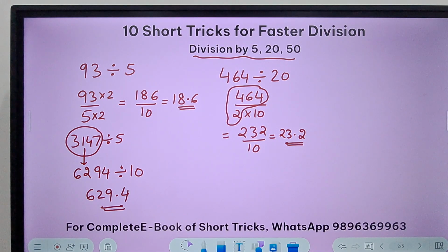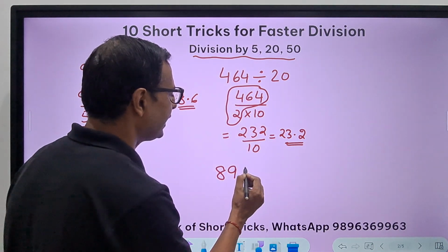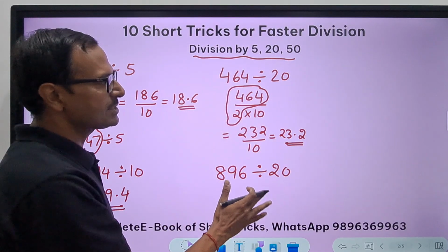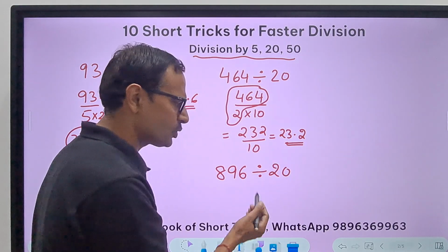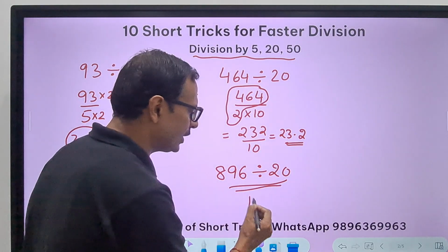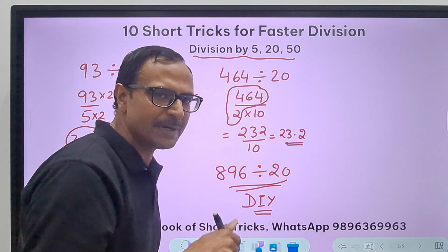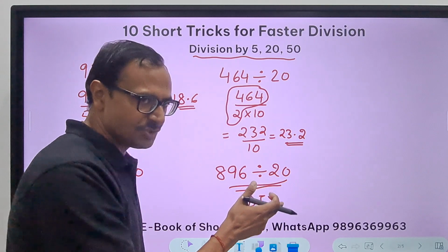Likewise, if you have big numbers, suppose I'll take a little bit of a big number like 896 divided by 20. Now you know what to do, right? You have to just take the half of the number, half of this, and divide it by 10. So should I leave it as a DIY? I think you can do that. So this is the second question which you need to do, and tell me in the comments how much time did you take to solve this division problem.